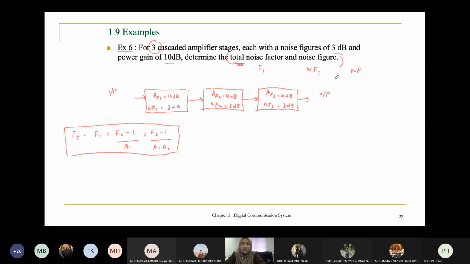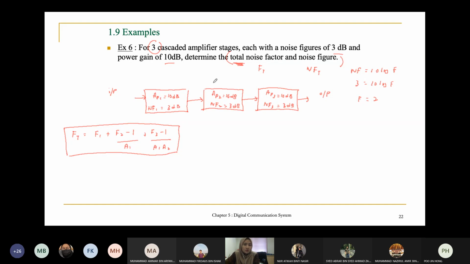So NF1, since the value is the same, NF1, NF2, NF3, the value is the same. So you just use NF1 is equals to 10 log F. Okay, so NF noise figure is 3. So 10 log F. So you can calculate for F. So F is equals to 2. Okay, so F equals to 2.